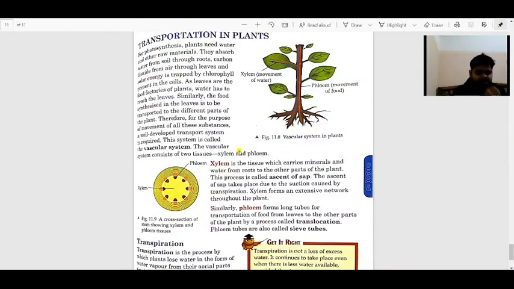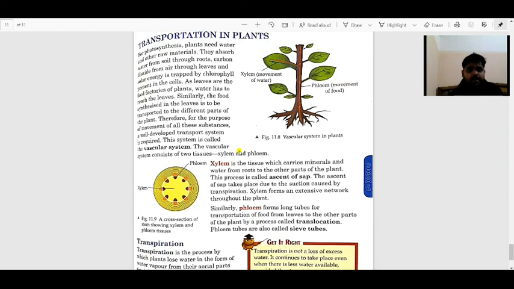Now comes transportation in plants, right? We know that transportation will also occur in plants. For example, we give water to the roots, and food is normally prepared in the leaves, right? So the transfer of food and water will both occur in your plants, right?